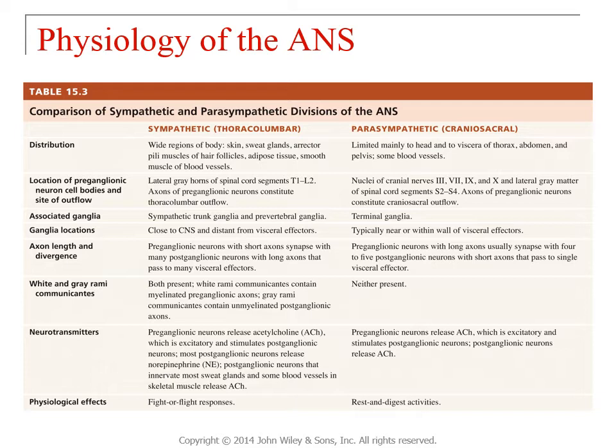The white and gray rami communicantes are only found in the sympathetic, not found in the parasympathetic. And again, as far as neurotransmitters go, in the sympathetic you're going to have acetylcholine as well as epinephrine and norepinephrine, whereas acetylcholine can be both secretory and excitatory. Norepinephrine will be all excitatory, whereas in the parasympathetic, you simply have only acetylcholine, which works both excitatory and inhibitory as well. So again, physiological effects: sympathetic, always think fight or flight.